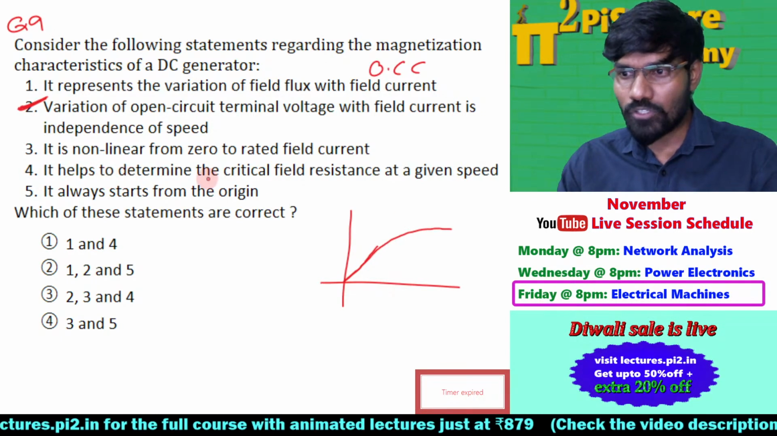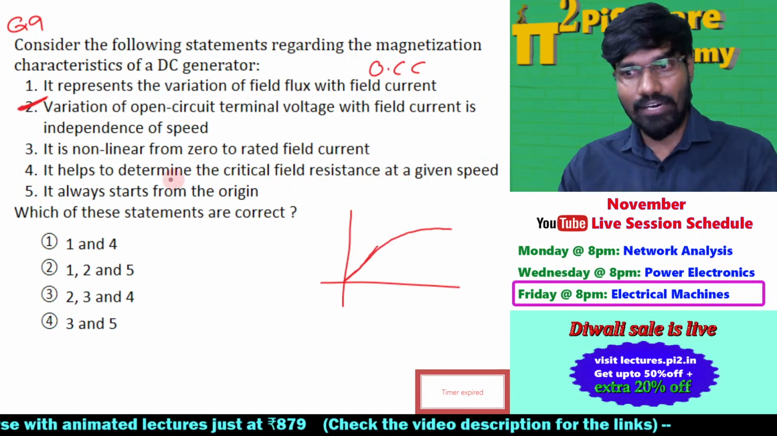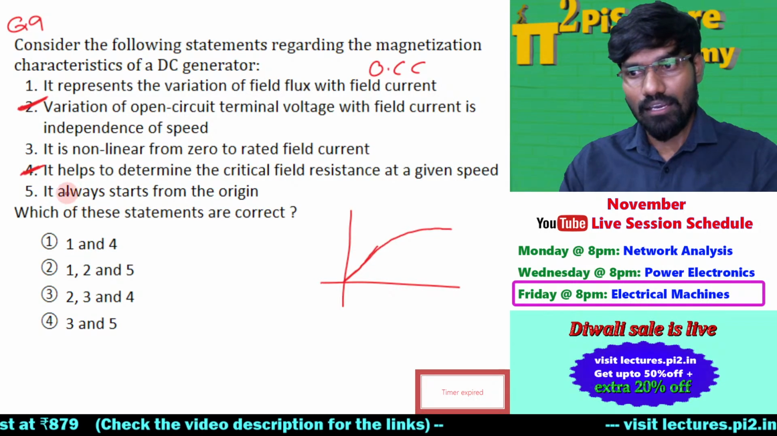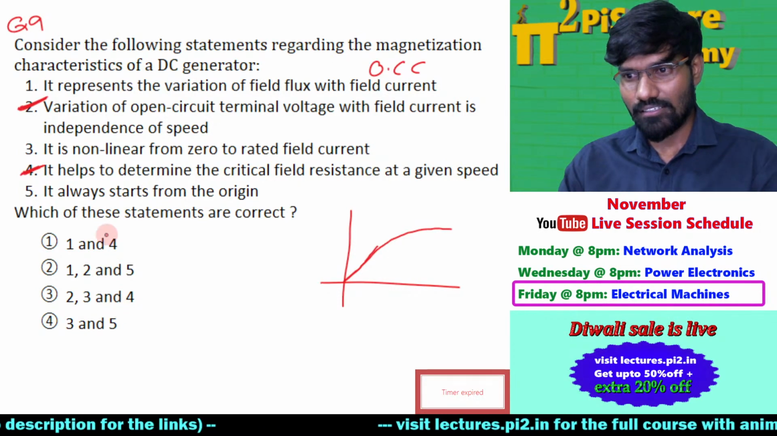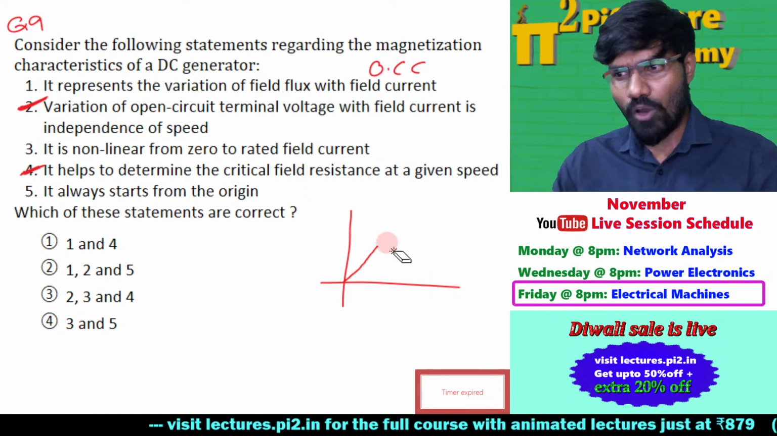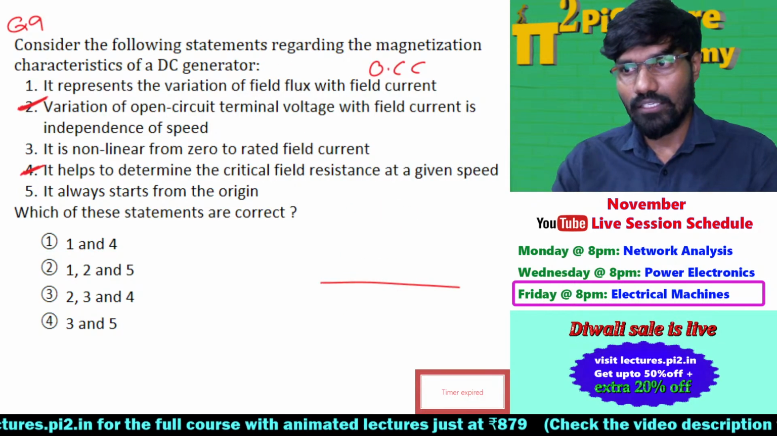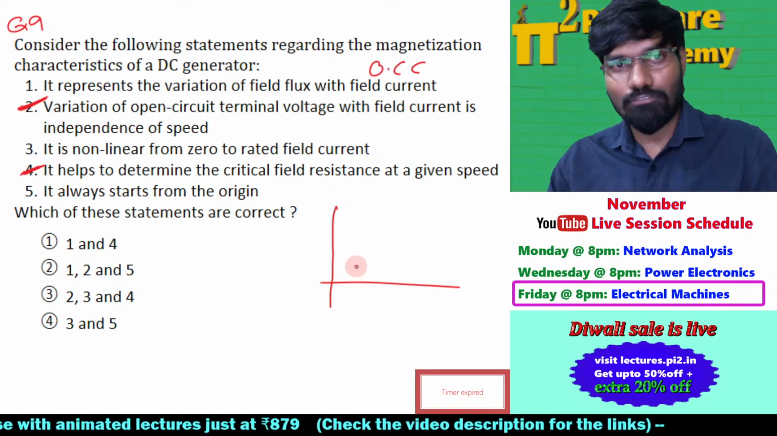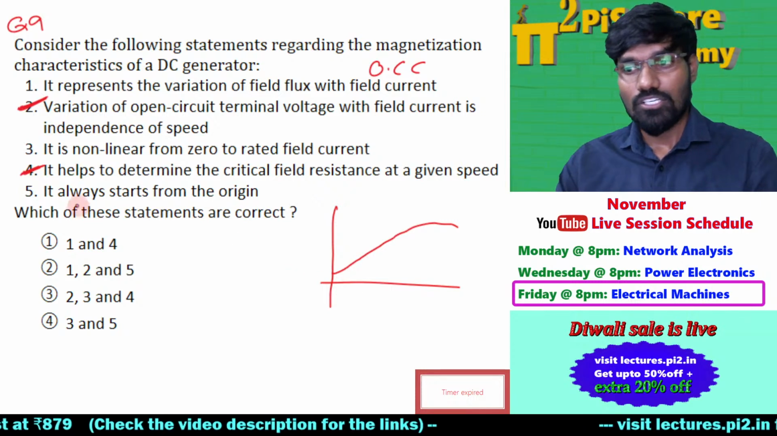It helps to determine the critical field resistance at a given speed. Yes, we can find out critical field resistance by using this. This is right. Okay, it always starts from the origin. I think option 4 is there. There is an ambiguity in this. It does not always start from the origin. In case of a DC generator, it might start from here also. If it is separately excited, then it can start from 0. If it is self-excited, it has to start from here. Okay, so this cannot be the answer.